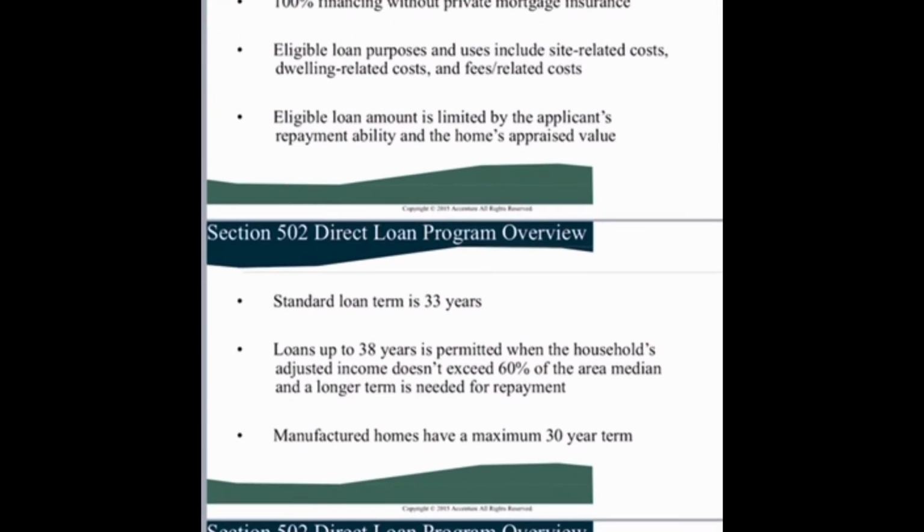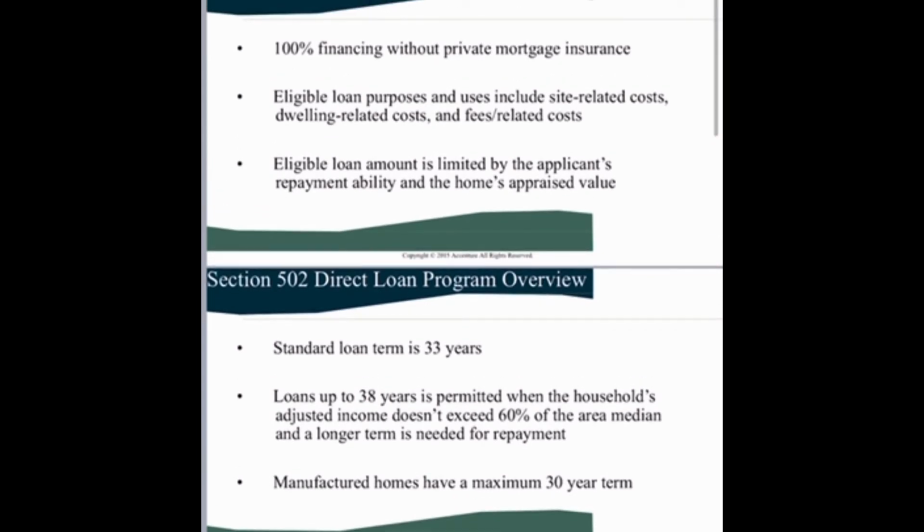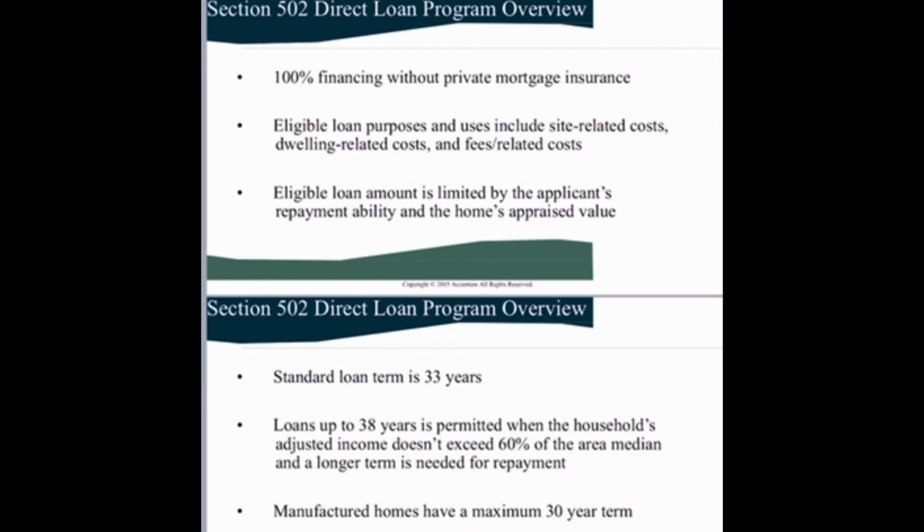Okay, so with the Section 502 direct loan, I showed you the eligibility and how you can go to that website and find out how much you may be eligible for based off your debt and things like that. Now, this is 100% financing without private mortgage insurance.